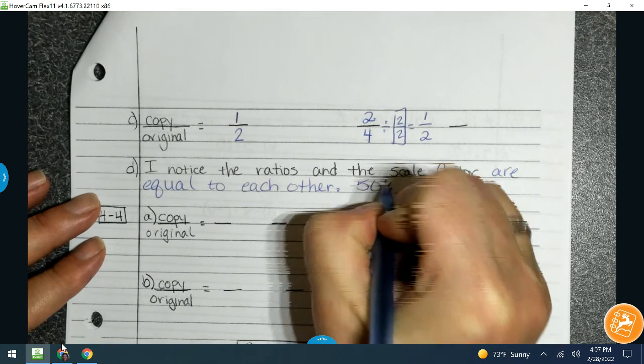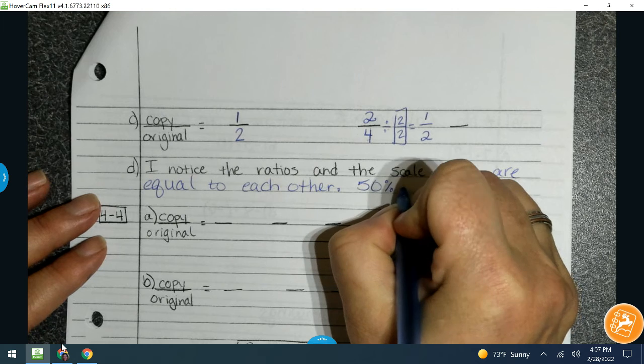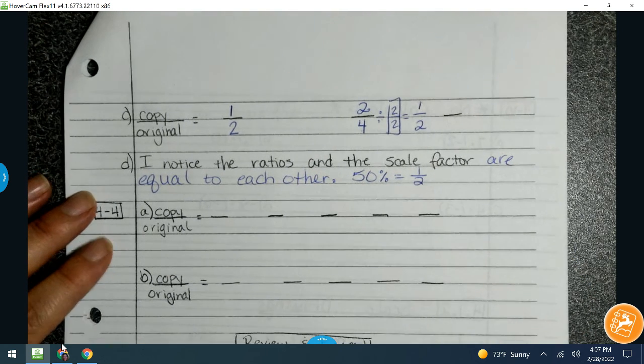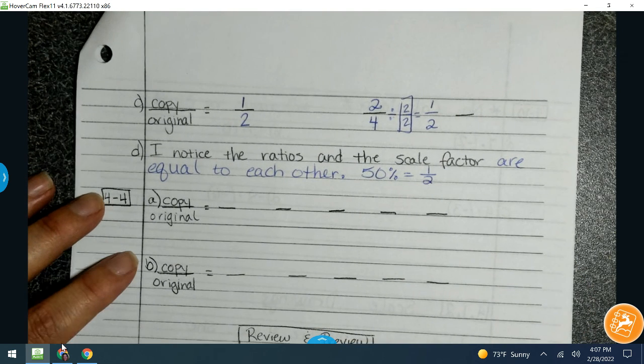50%, it's the same as 50 over 100, which is equivalent to 1/2 because we would divide by 50 over 50. Okay?